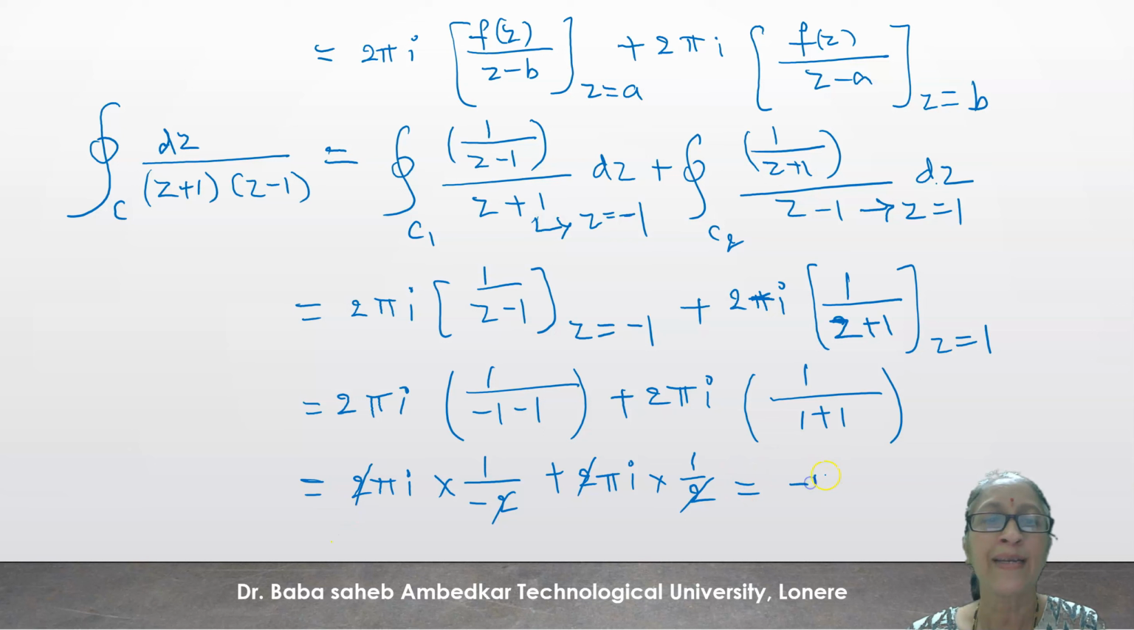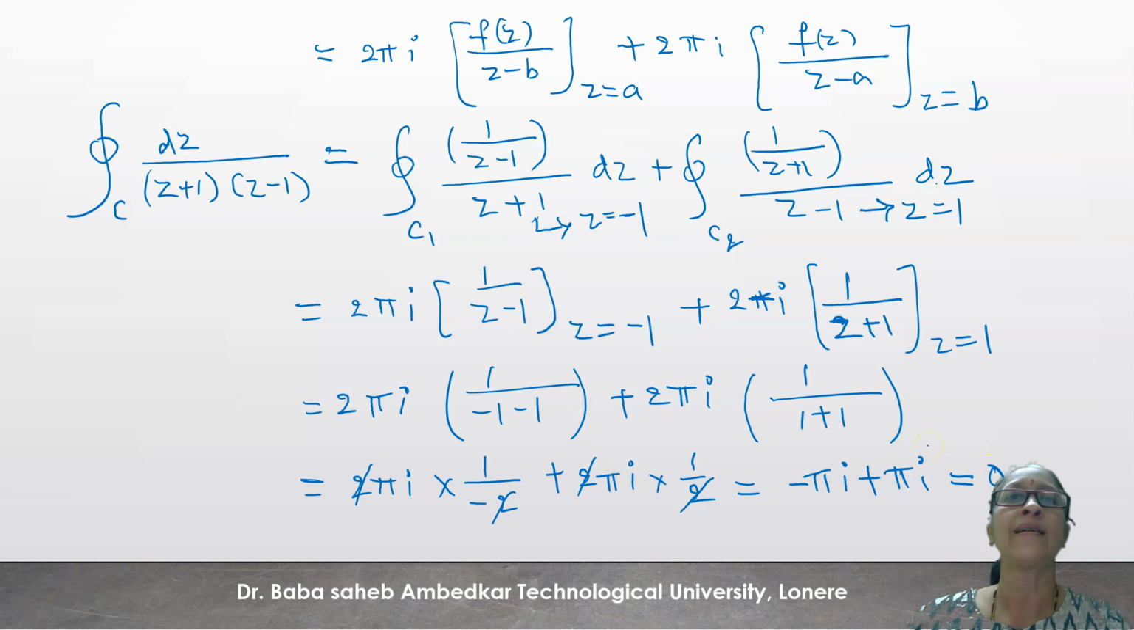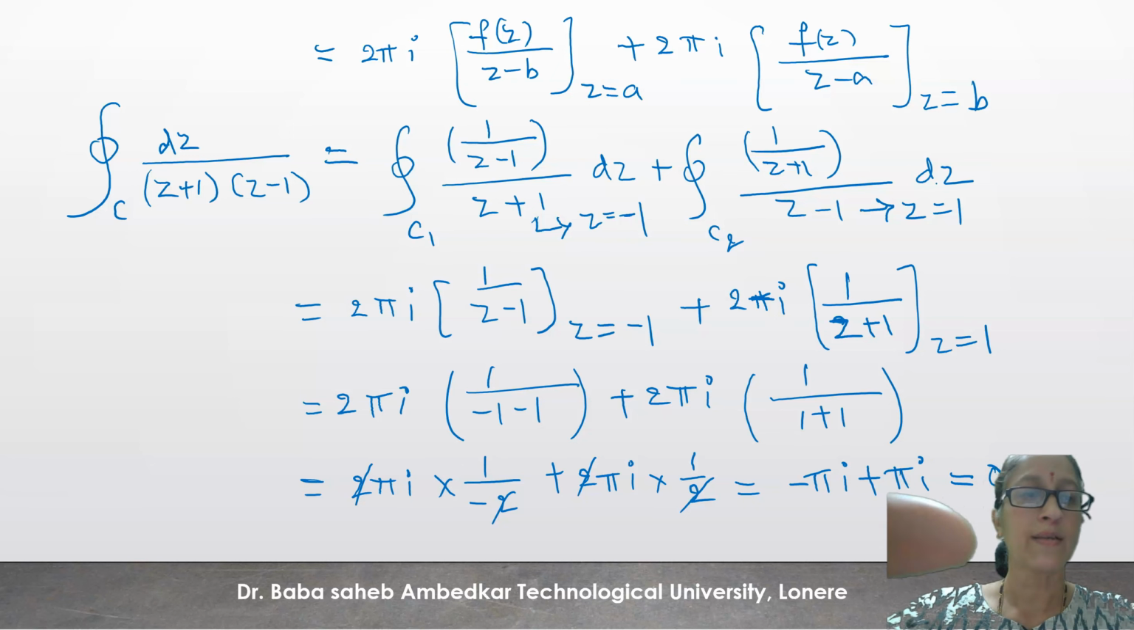Then you get minus pi I plus pi I, minus pi I and plus pi I, which is equal to 0. So the value of this integral is 0.